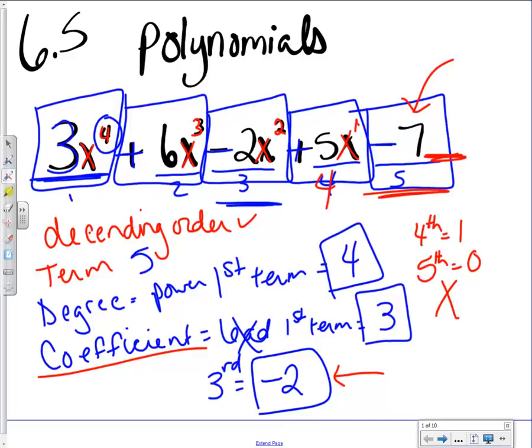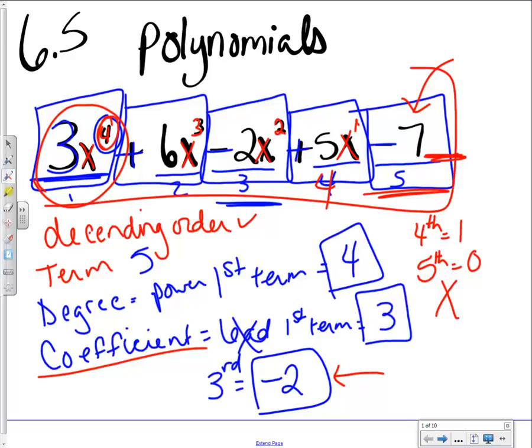So if we're looking at this whole problem again, I want to talk about something a little bit different. If they ask you what is the degree of the first term, you're going to look at the first term and give me the power, right? But if they ask you about the whole polynomial, what is the degree of this polynomial, you're going to have to look through the problem and find the variable or the letter with the highest power. Whatever the highest power is that you see in this problem is your answer.